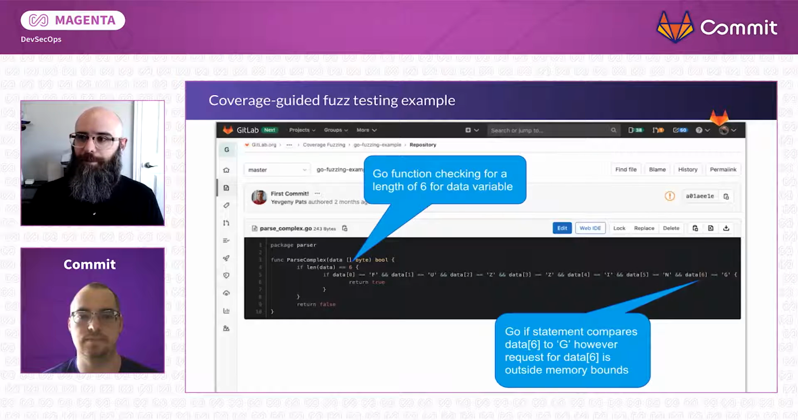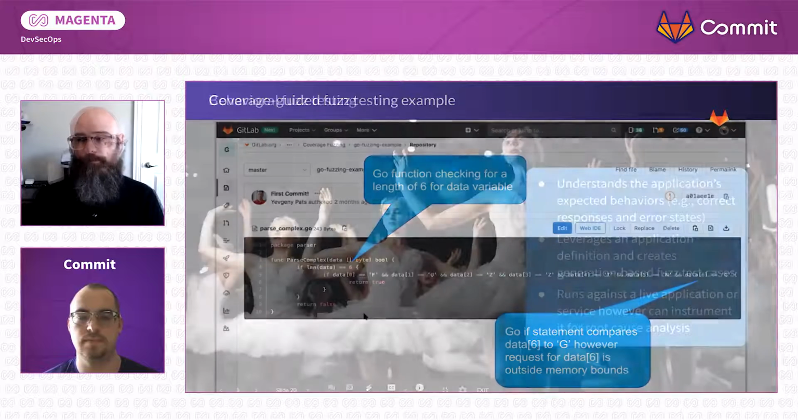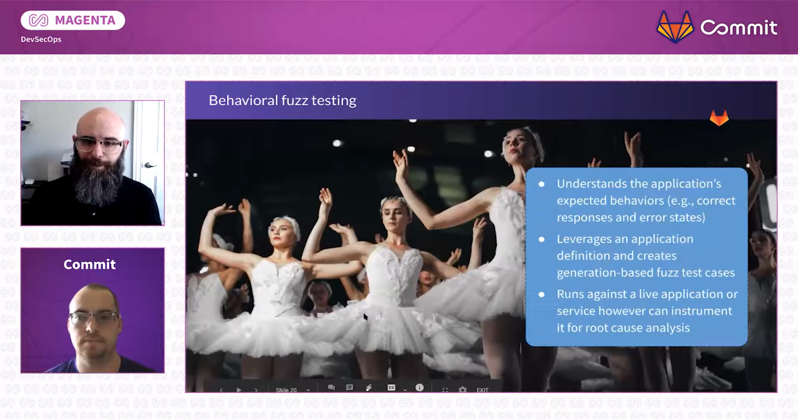This is a common first-time developer mistake. And within this, you can see that we're actually requesting data that's outside the range of the application. This could be used by an attacker to potentially take remote control of your application if these sort of bugs aren't fixed. And these are sort of things that are not found with traditional testing, but fuzz testing can help you find them. The next type is behavioral fuzz testing.